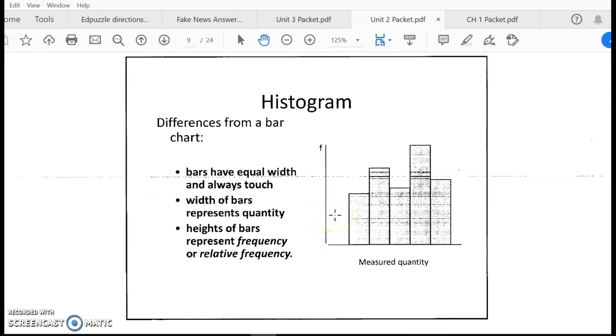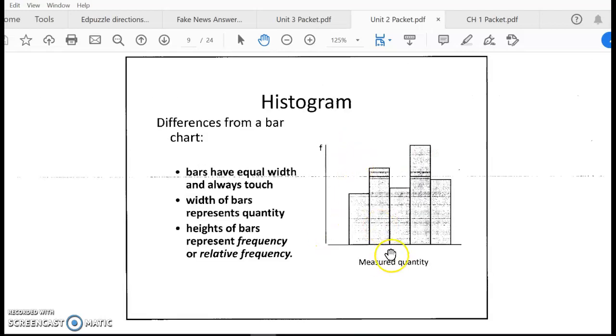Histogram, differences from a bar chart or bar graph. The bars have equal width and always touch. So you have to make sure they touch. If you draw a histogram and the bars are separated, immediately wrong. Width of the bars represents quantity. Height of the bars represents frequency or relative frequency. We will talk about both of those. Okay?